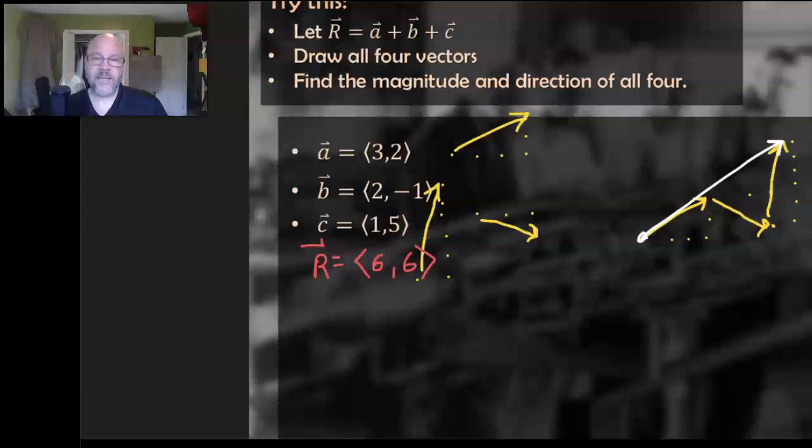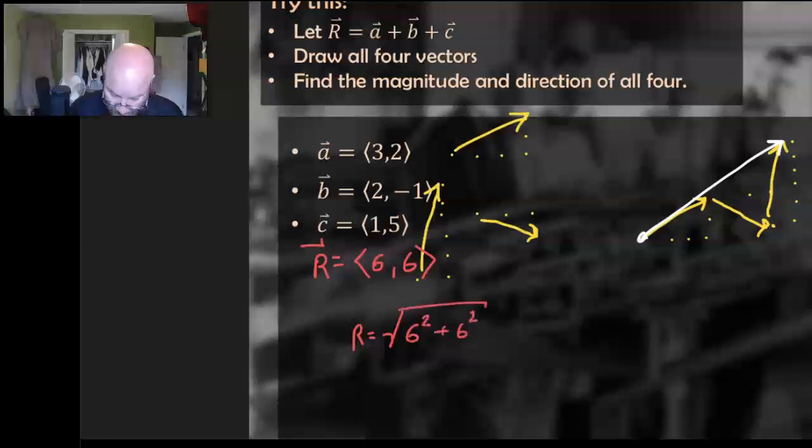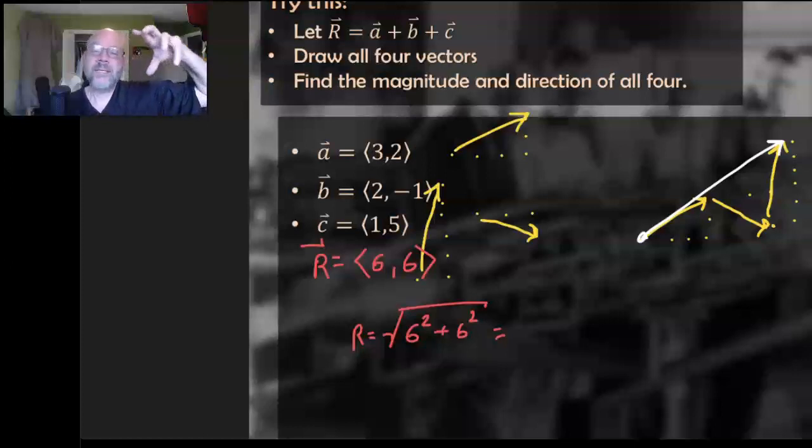Now, to find the magnitude for r, we'll use Pythagorean's theorem, 6 squared plus 6 squared. So that's the square root of 72. Now don't give me this 6 square roots of 2 stuff, because remember, we need to measure this thing. We need a number. So we're going to get 8.5.